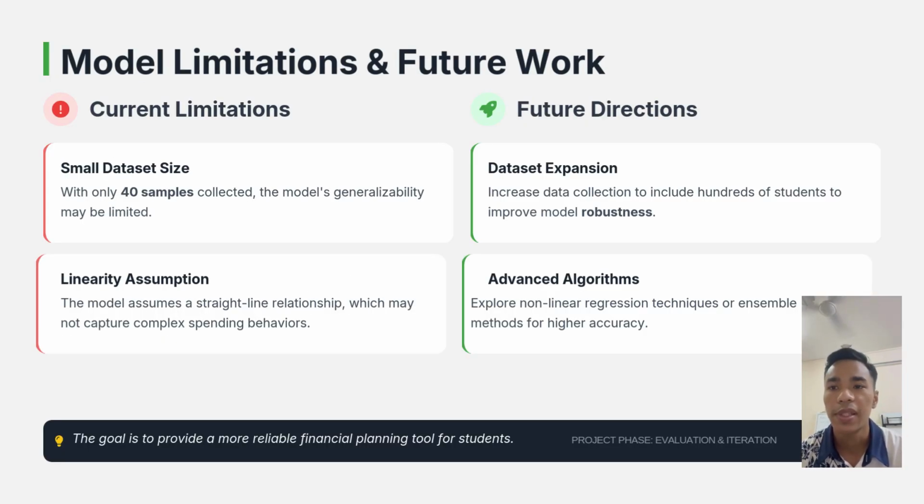So slide number 20 is practical application and benefit. The model is not just an academic exercise. It can be used by students for better budgeting and stress reduction. Universities also can use this data to design better financial literacy programs or determine if scholarship amounts are keeping up with the real cost of living.